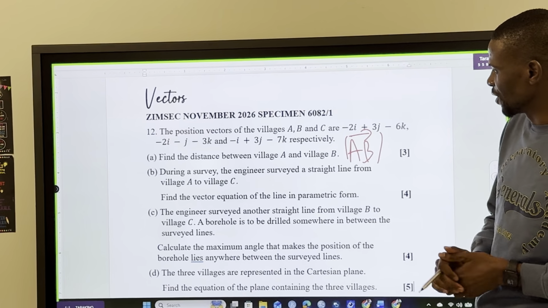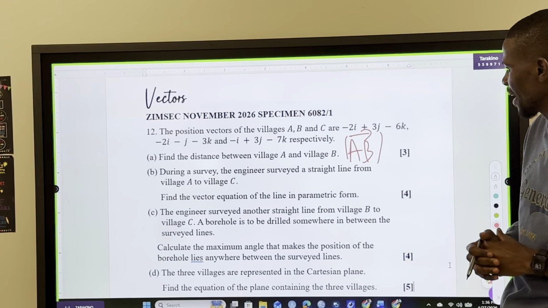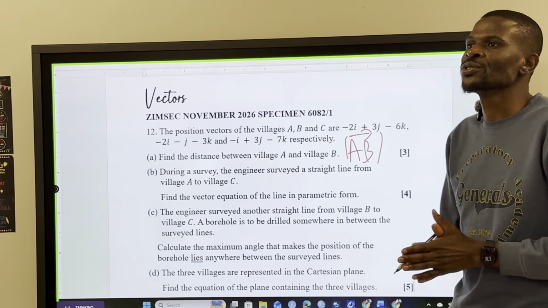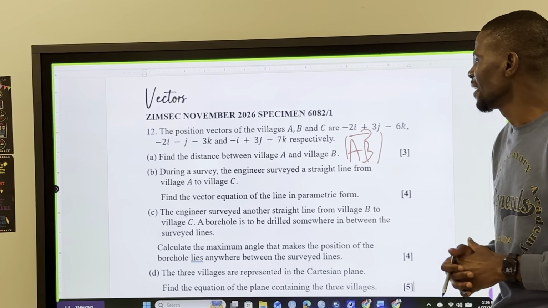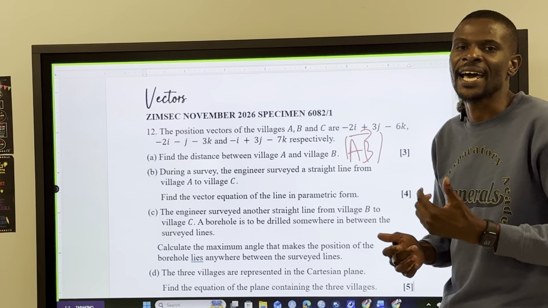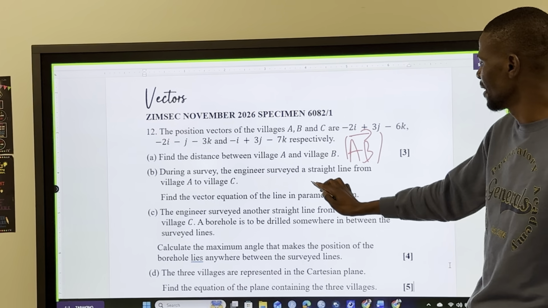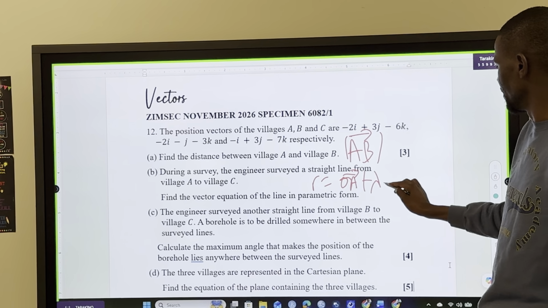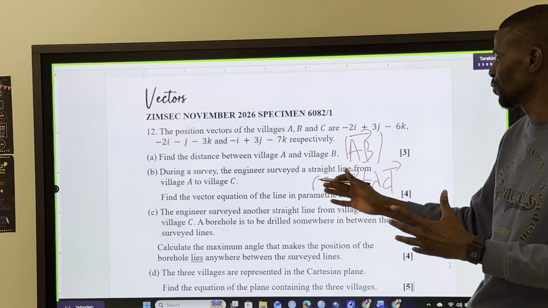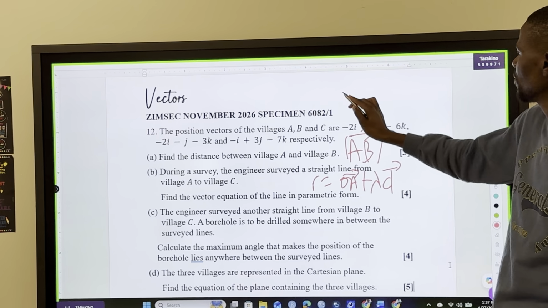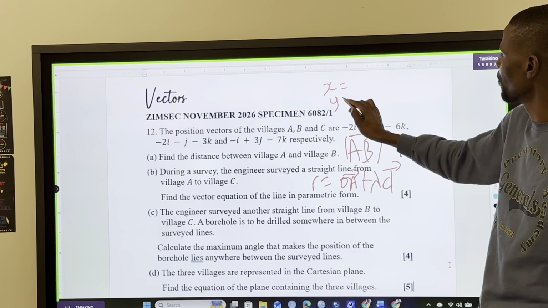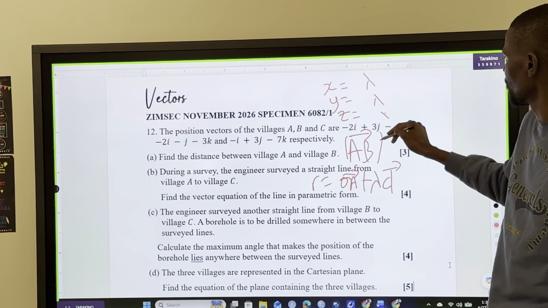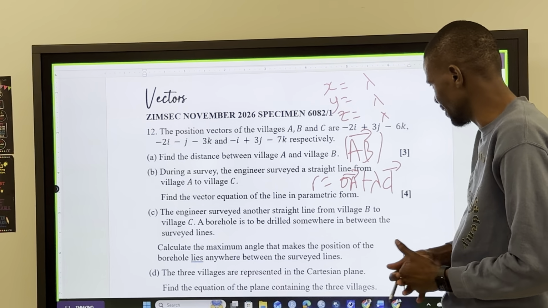Then we are told that during a survey, the engineer surveyed a straight line from village A to village C. Find the vector equation of the line in parametric form. So what we are looking for here is just the vector equation of a line. And we know that a vector equation of a line will be in the form r equal to OA plus lambda d, which is our direction vector. But we are supposed to express this in parametric form. So it means x will be equal to something, y will be equal to something, and z will be equal to something. But they are all expressed in terms of what? In terms of the parameter. In this case, it's lambda, right?